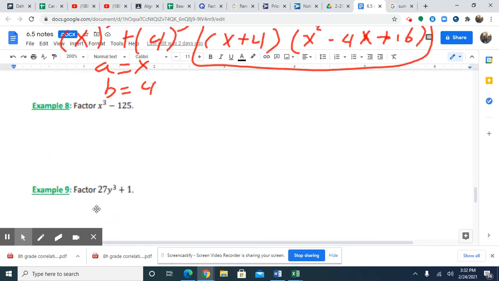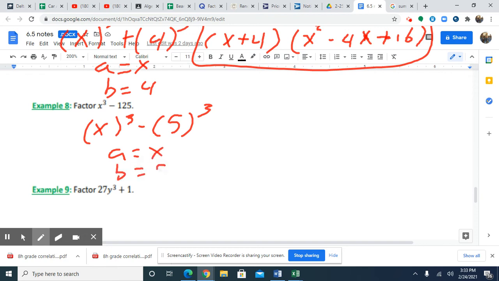Now it works the same way with the difference of cubes. We rewrite this as x to the power of 3, and then 5 to the power of 3. So a is equal to x, b is equal to 5. So our rule here is a minus b. So this is x minus 5.